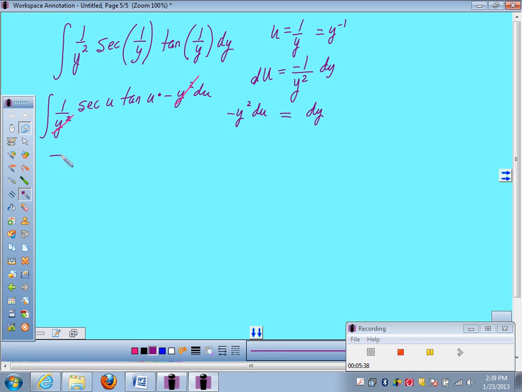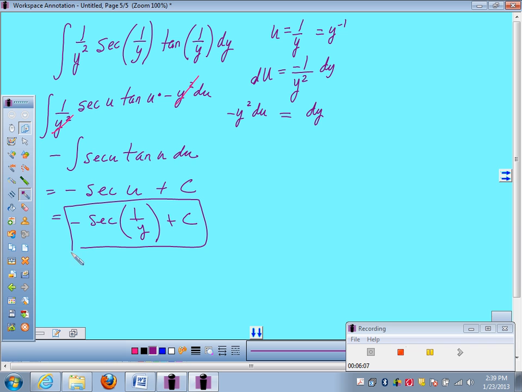So technically, you're integrating a negative secant of u, tangent of u. And is that a rule we know? It is indeed. Going backward, that would be just a negative secant of u. Look, we have a negative out front. And am I done? No, I've got to put the u back in. So I would have a negative secant of 1 over y plus c.